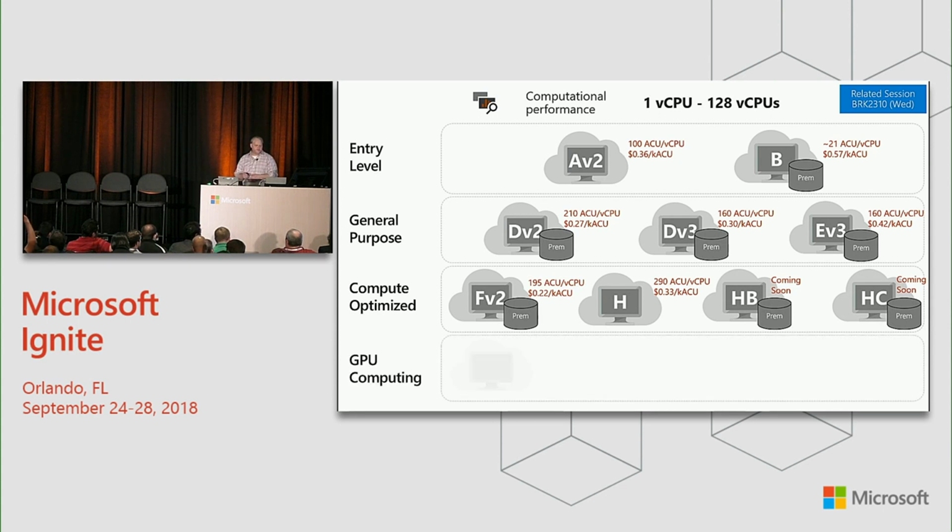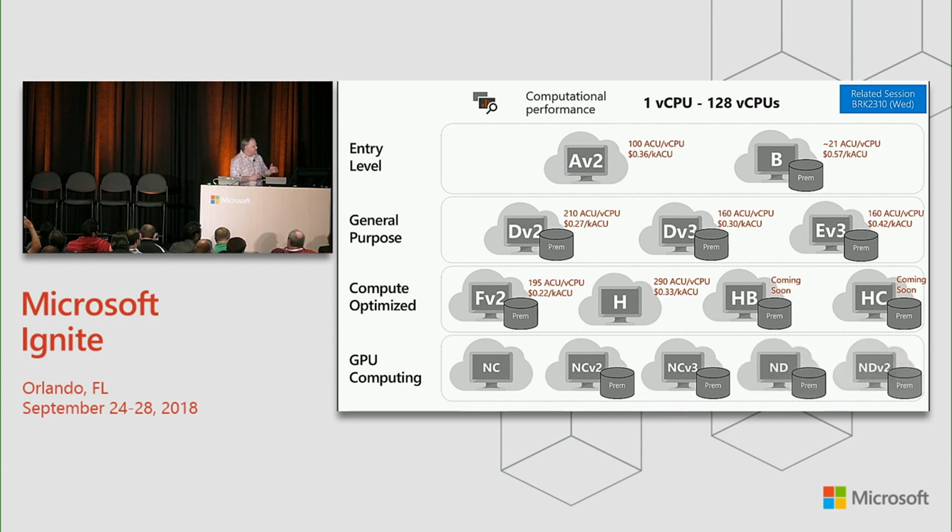And then finally, we have a large number of VMs that use specific GPUs, whether that's the NC for GPU compute. NV is the representation for visualization. We just have an NVv2 announced, and then the ND series is for deep learning. And again, the ACU values, we don't publish on those because it's really not that interesting. ACU is a CPU value, and we don't have a value that really tries to compare the different GPUs.